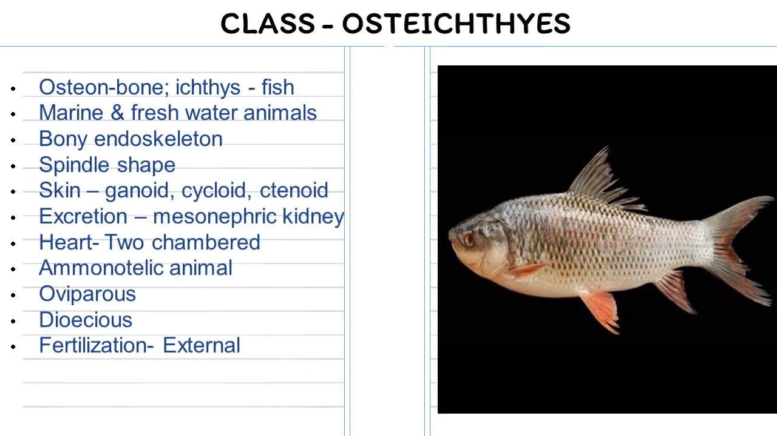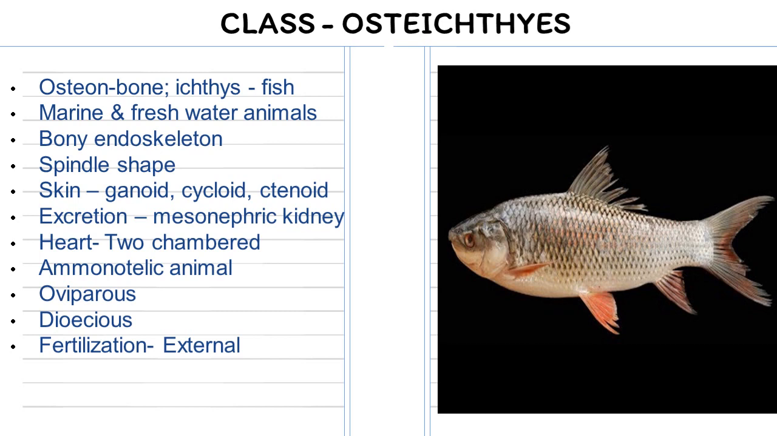And the next class is Osteichthyes. Shall we see these characters? Osteon means bone and ichthys means fish, right? So of course it's a fish with bone, right? And for habitat, it used to live in marine water as well as fresh water. Okay. And the next character is bony endoskeleton. The endoskeleton is bone, not cartilage tissue.